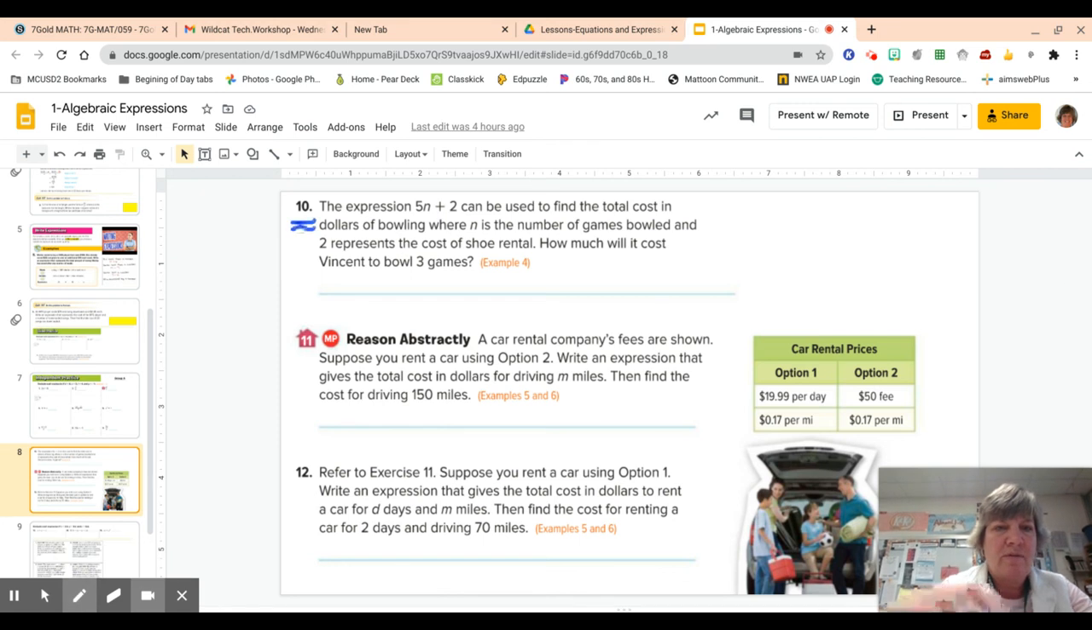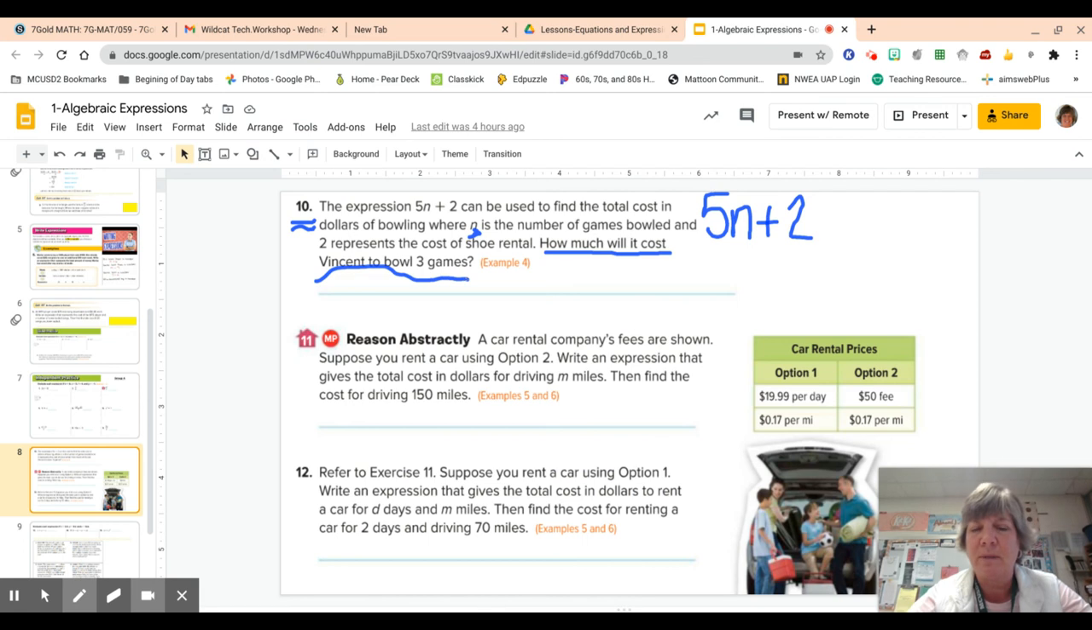The expression 5n plus 2 can be used to find the total cost in dollars of bowling, where n is the number of games bowled and 2 represents the shoe rental. So 5 times the number of games bowled plus shoe rental equals how much it's going to cost. But they ask, how much will it cost Vincent to bowl 3 games? So where do games go? In place of n. At this time, solve that problem.